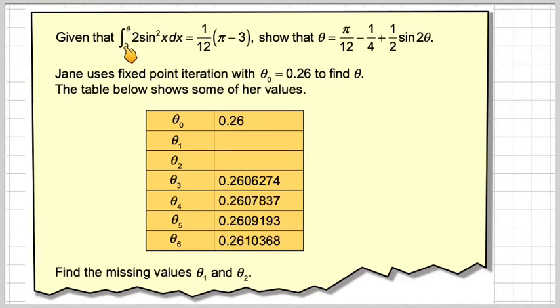Given that the integral between 0 and theta of 2 sine squared x dx is equal to 1/12 of pi minus 3, show that theta is equal to pi over 12 minus a quarter plus a half of sine 2 theta. And then Jane uses fixed point iteration with theta 0 being equal to 0.26 to find the value of theta. The table below shows some of our values, and we've got to calculate the two missing ones, which are here.